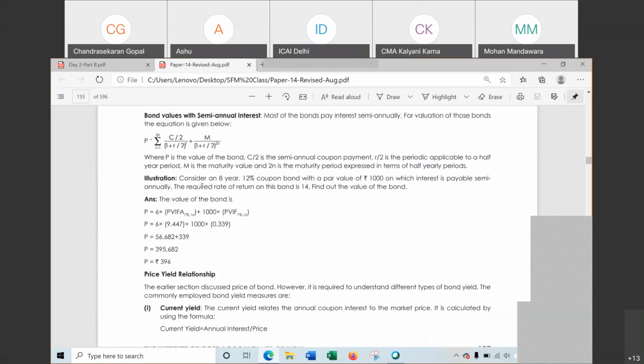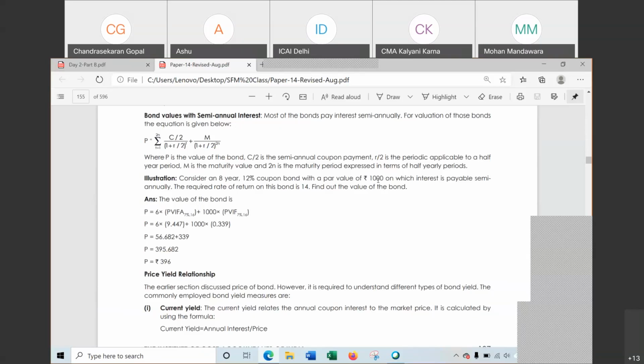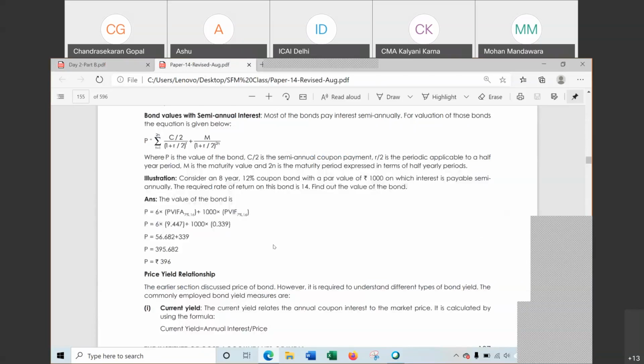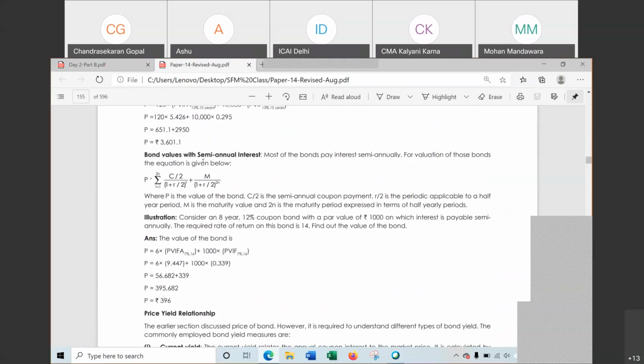So same question, 3 things we have to remember. Coupon payment will be taken as half. Rate of return for the PV factor will be taken as half. Here if it is 13%, that will be taken as half. And time period 2 times. So one question we will do for this one. This is semi-annual bond value with semi-annual interest.